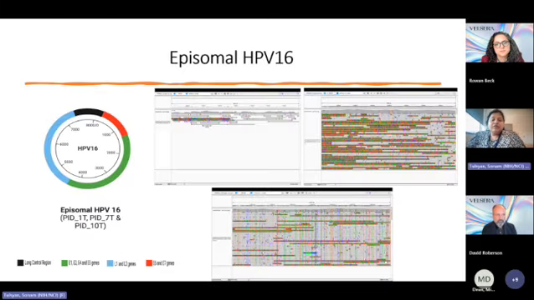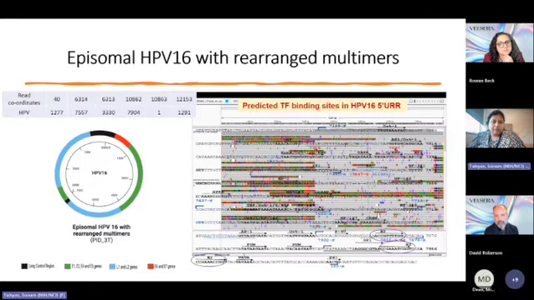This is the IGV screenshot of 3 HPV-16 episomal pattern cases. Episomal means that it has a full circular 8 kb genome, and these are the 3 BAM files showing the episomal HPV-16 pattern. No reads were aligned to the human chromosome.